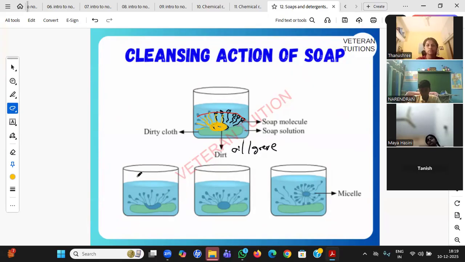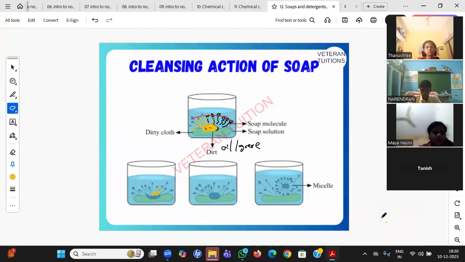Now, what will you do? You will rinse it, or if you put it in a washing machine, the washing machine rotates clockwise and anti-clockwise with different speeds. You are rubbing the cloth slowly. The tails are very strongly attached to the dirt. Finally, this dirt will come out, you will dispose of the dirty water, and you will take the clean cloth outside. Okay, that's the cleansing action. I have given the notes during our regular session also.